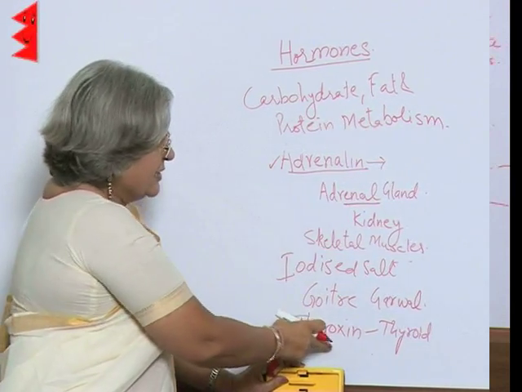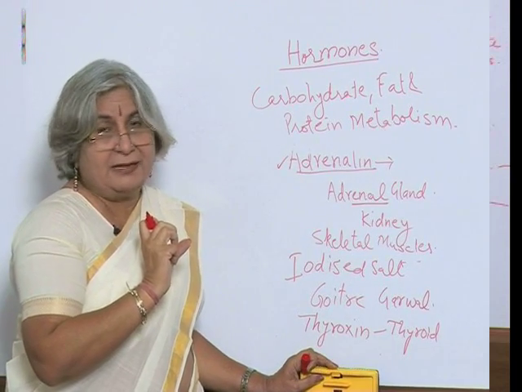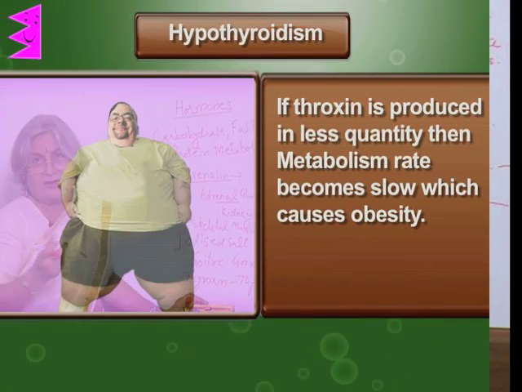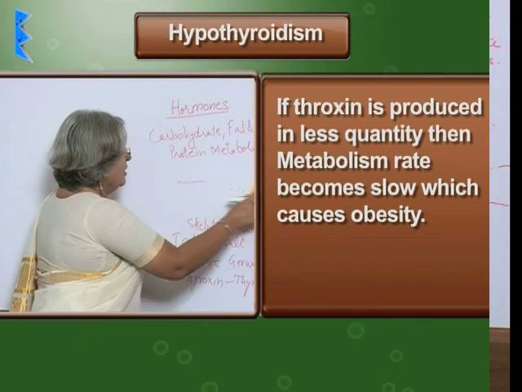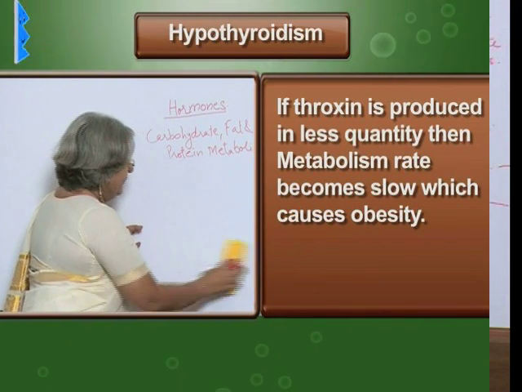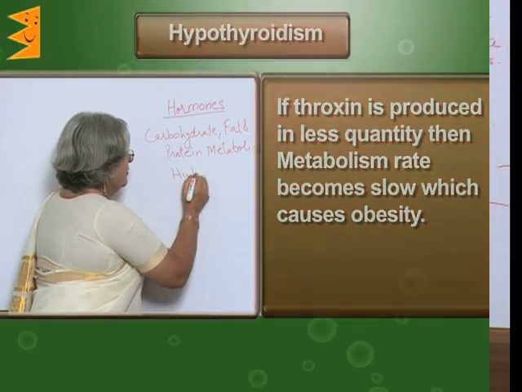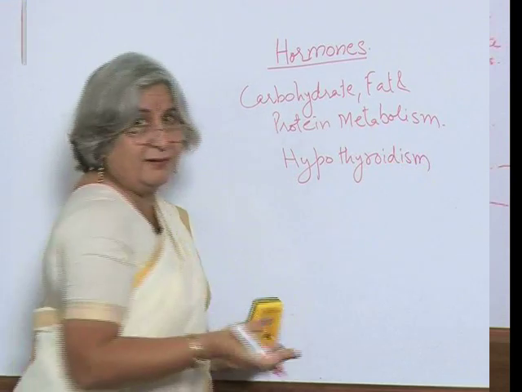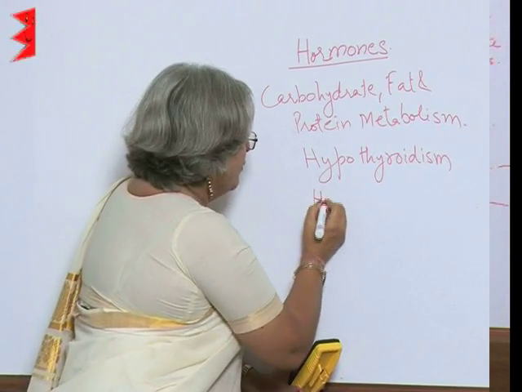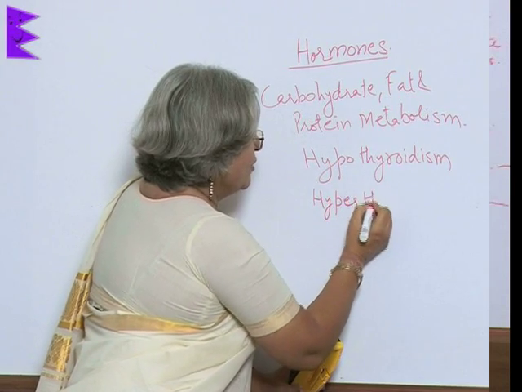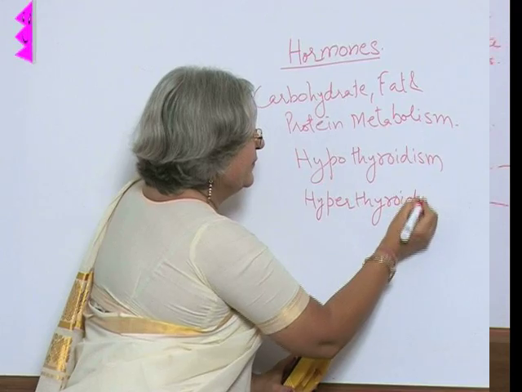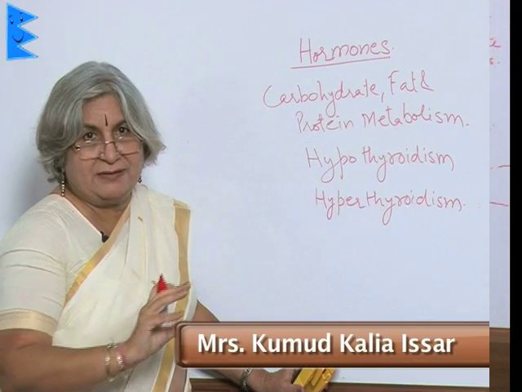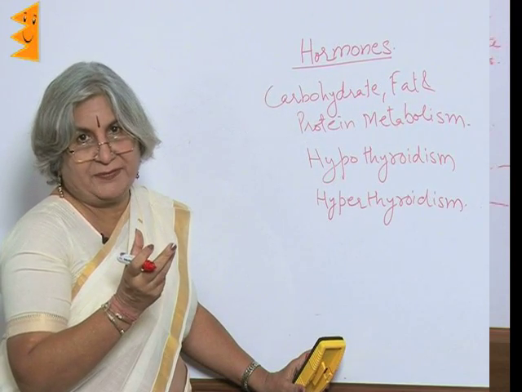If thyroxine is produced in less amount, then this rate of metabolism becomes very slow. And what is the result? Obesity. And this situation is called hypothyroidism. Hypo means less and hyper more. So, if there will be more thyroxine, then it will be called hyperthyroidism. So, the rate of metabolism is dependent upon thyroxine.